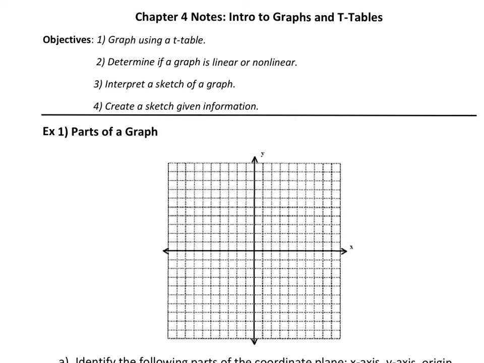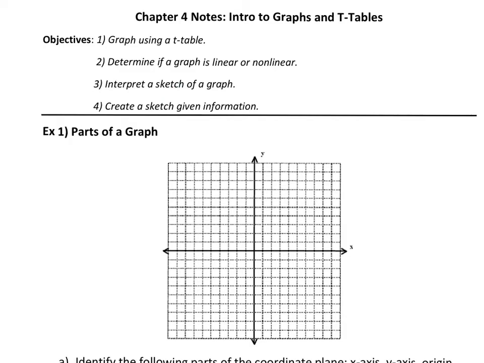Okay, so we're going to be working on chapter 4, and what we've done is we've taken a lot of ideas out of chapter 4 and put them all into one note sheet here, okay? So we're going to look at 4 different things today. We're going to graph using a t-table. We're going to determine if a graph is linear or nonlinear. We are going to interpret and sketch a graph, and then we're going to create a sketch given some information.